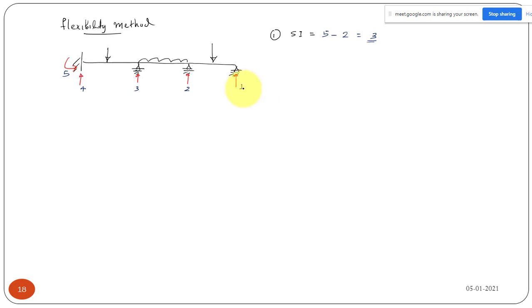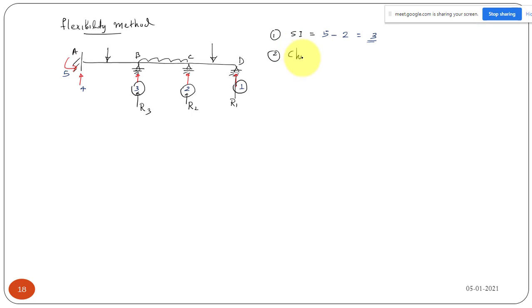The second step is to choose any three forces as the redundant forces in your problem. Let me choose these three vertical reactions as the three redundant forces in my case. Let me label the supports A, B, C, D. In this case, this is RD, the reaction at the support. I will write R1, R2, and R3. That is what I am doing in the second step.